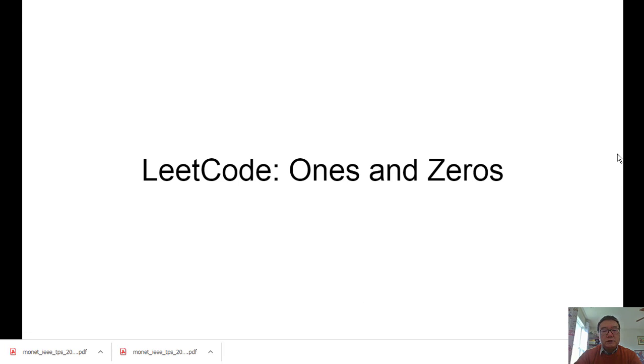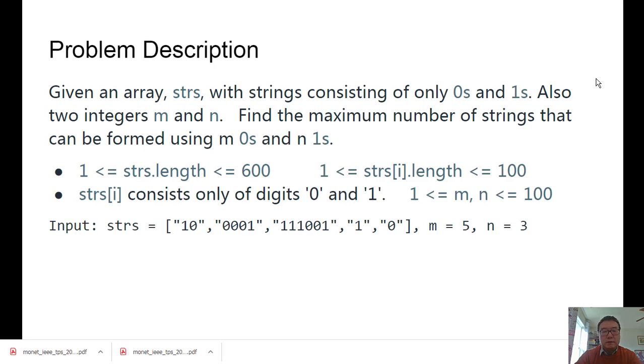Now let's look at another example problem. This is a LeetCode problem called Ones and Zeroes. So this is an instance of essentially a knapsack problem.